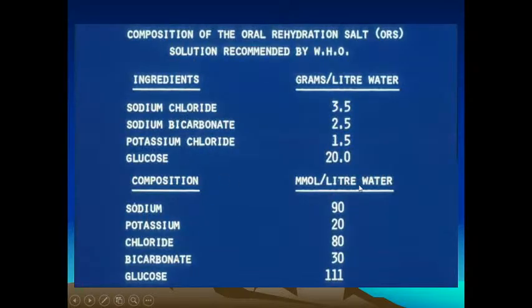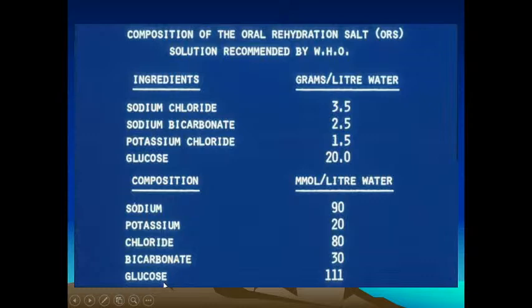So this is the standard solution. Earlier it used to be 3.5, 2.5, 1.5, 20. This I remember from when I was doing my PG. I remember 3.5, 2.5, 1.5, 20 is what we used to keep on rattling out, and 90, 20, 80, 30, 111.